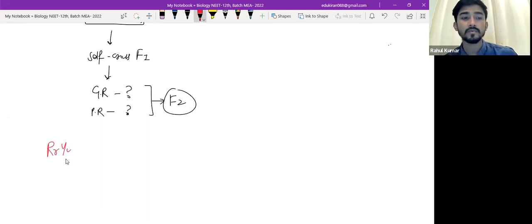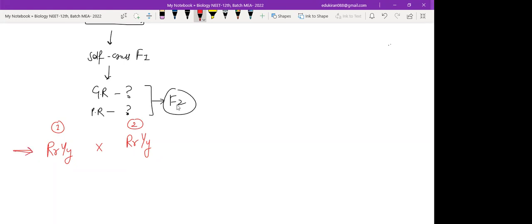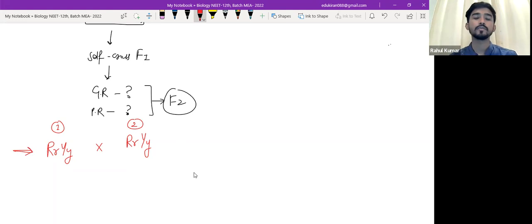Basically, what I'm asking you to do is this: capital R, small r, capital Y, small y crossed with capital R, small r, capital Y, small y. This is parent 1 and this is parent 2. So first make the possible gametes, then put them in the columns and then make the Punnett square. Are you doing it, everyone? I'm giving you 5 minutes. Okay? Say yes or no. Confirmation, please. Yes, sir. Do it. You have to tell me the genotypic ratio and phenotypic ratio of the F2.